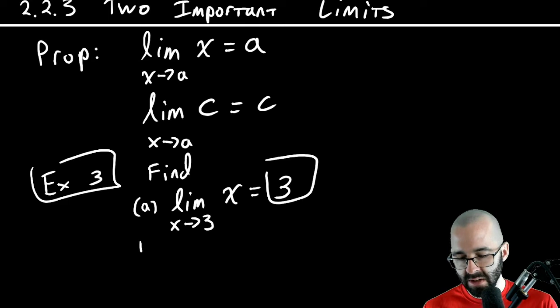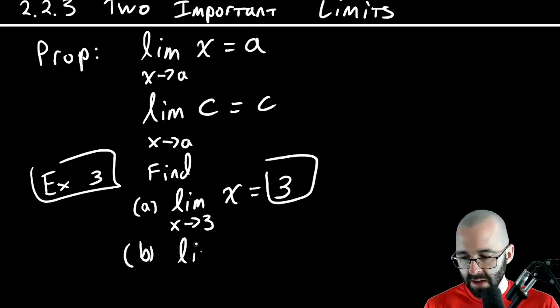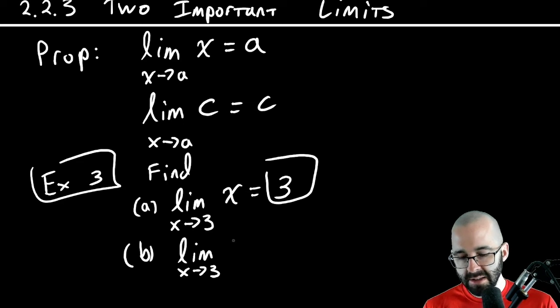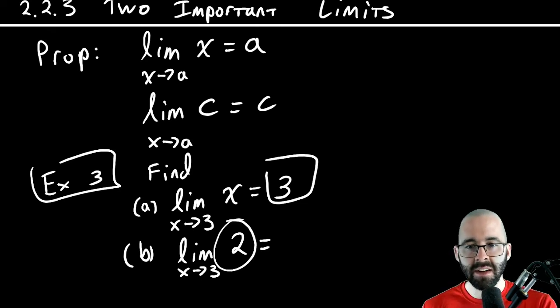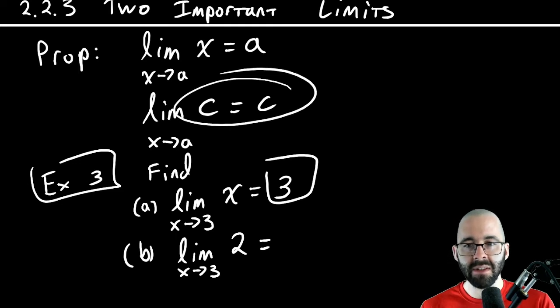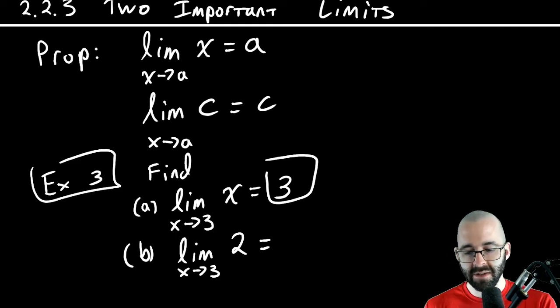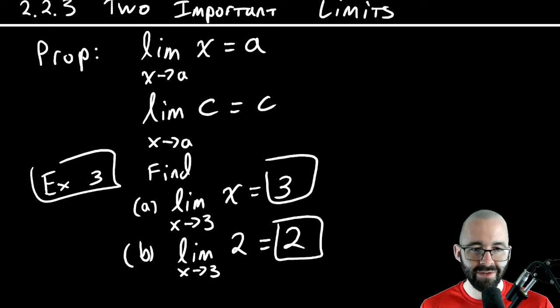Okay? Part B. The limit as x approaches 3 of the constant function y equals 2. Well, again, it doesn't matter what x is here. This is a constant function. How's a constant function going to behave? It's never going to be anything different than what it is. Kind of like some people, a lot of people.